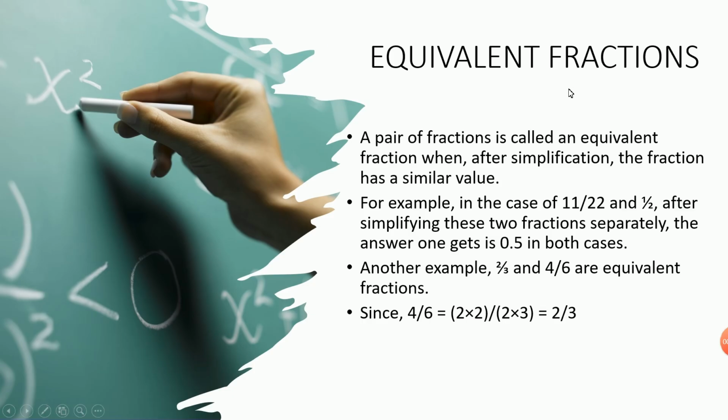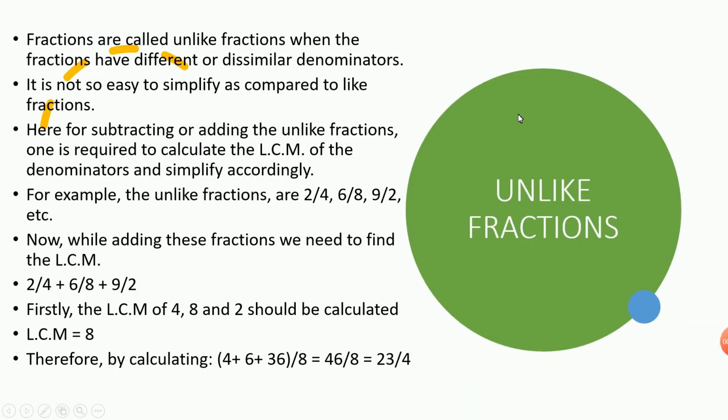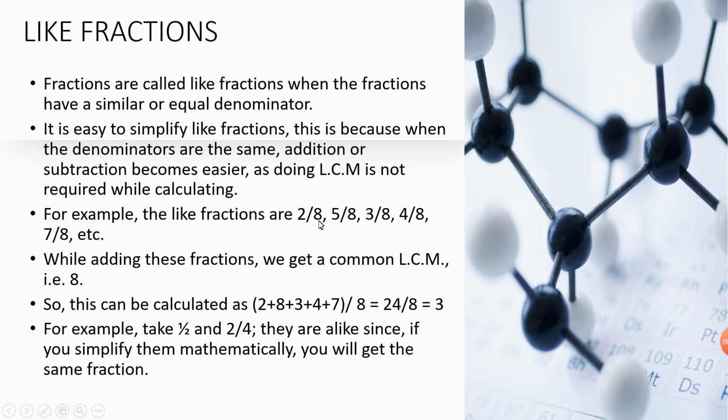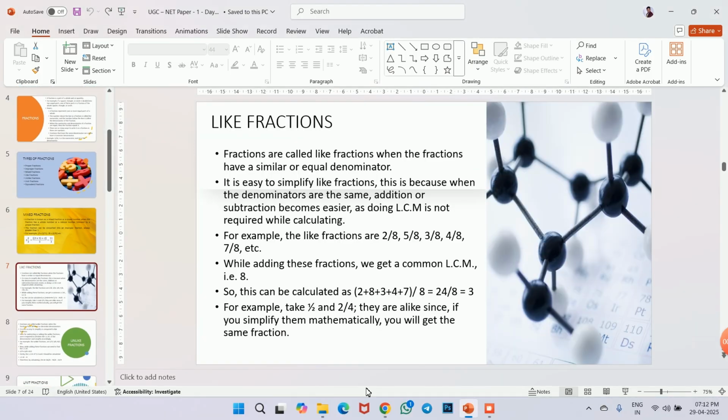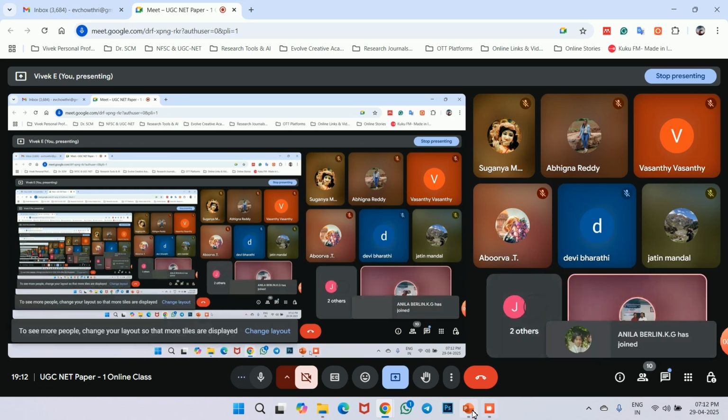Next, equivalent fraction. Equivalent fractions could also be called like fractions, but note that the denominators should be different. When solved mathematically, only then should they be equal. But in like fractions, all the denominators would be equal. That is the difference.